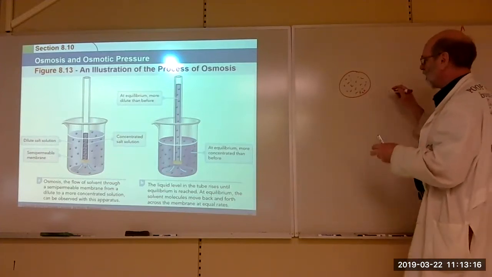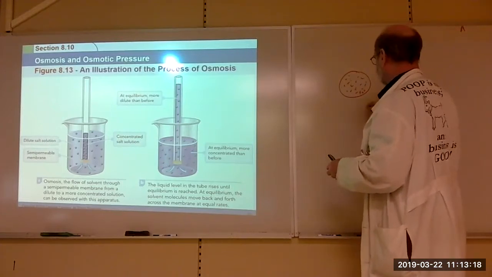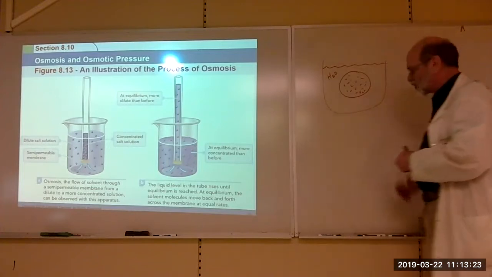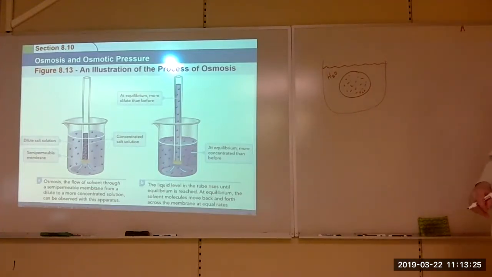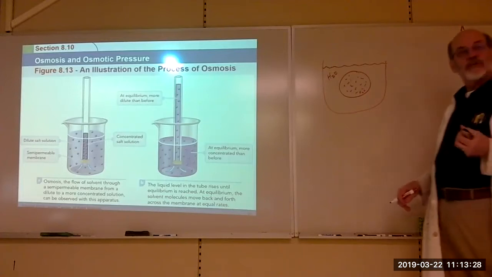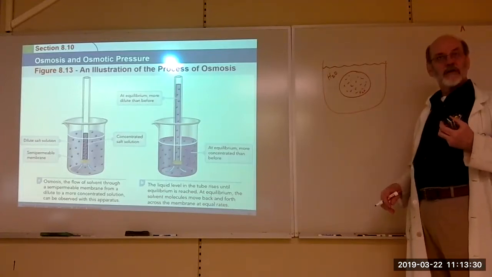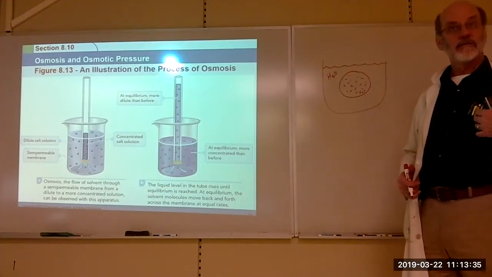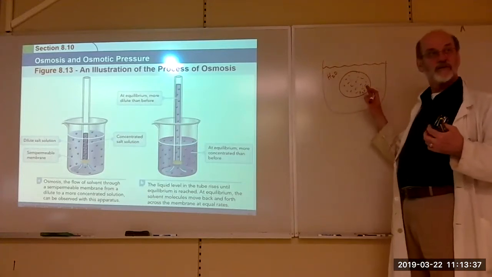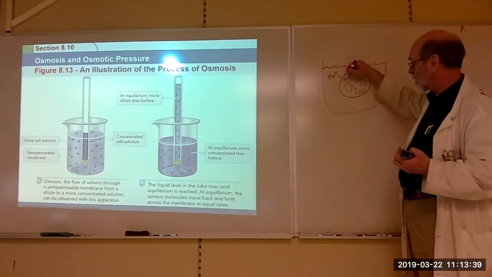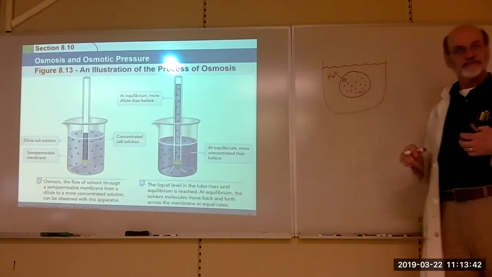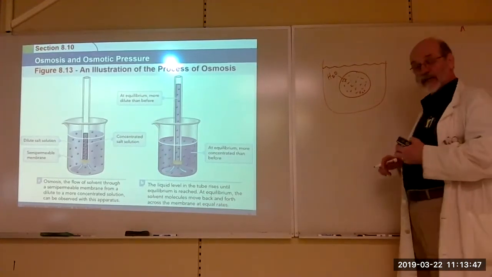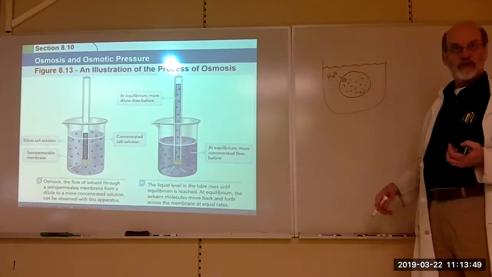So if you put that cell in a container of pure water, which way is the water going to move? It's going to move in the direction toward where it's lowest in concentration. Right? It's going to move from big to small. So it goes this way. And if it keeps going, the cell will rupture.